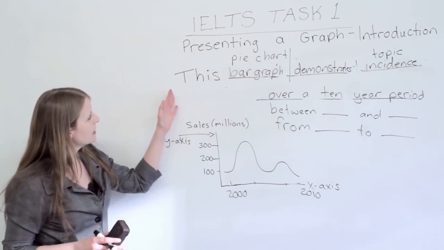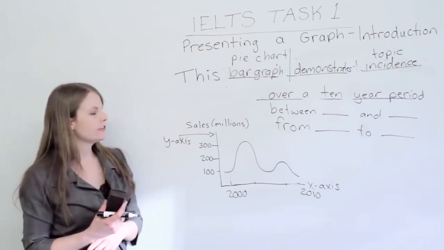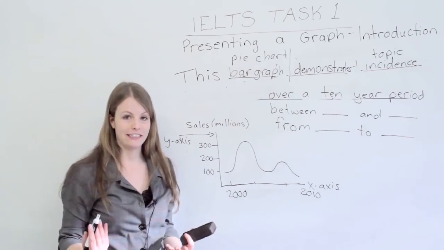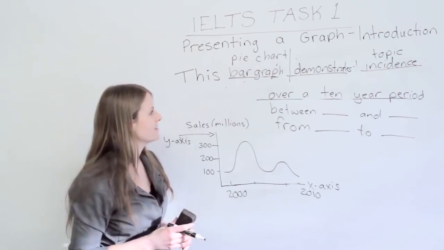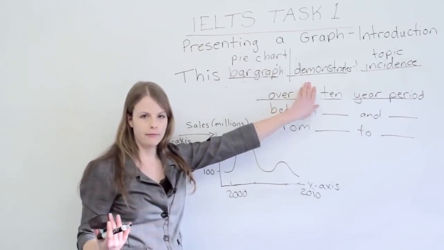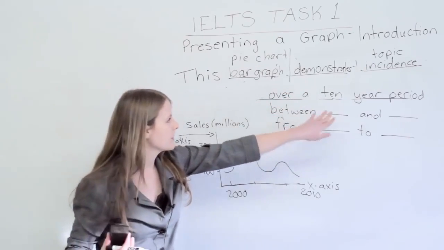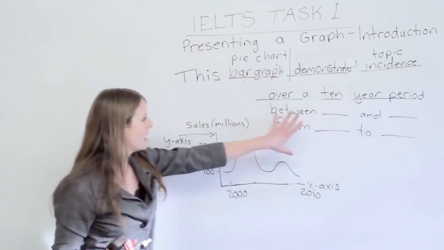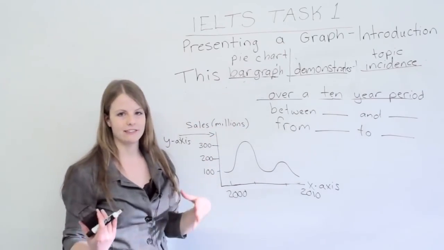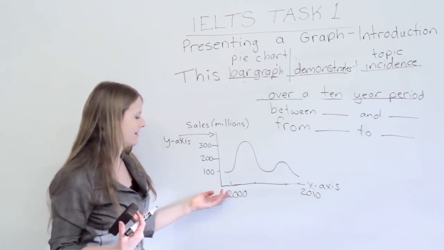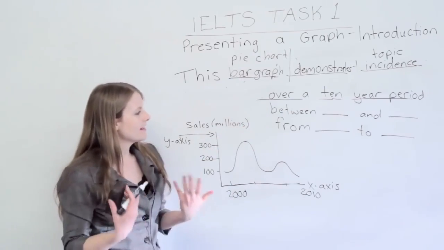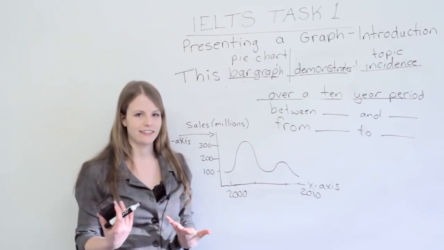Okay, so again, what you want to include in your introduction is first, the type of graph it is. Is it a pie chart, a bar graph? You want a verb, such as demonstrates, shows. You want to say what the topic you're looking at is. And you want to talk about the dates. What are you looking at exactly? 2000 to 2010. So this is how you should start off your introductory sentence.